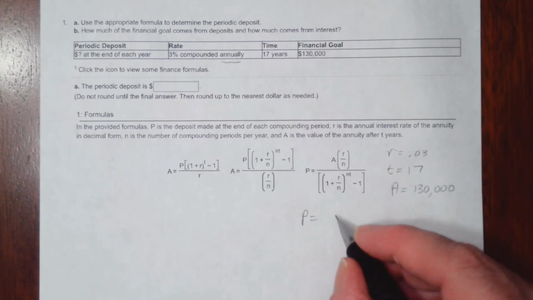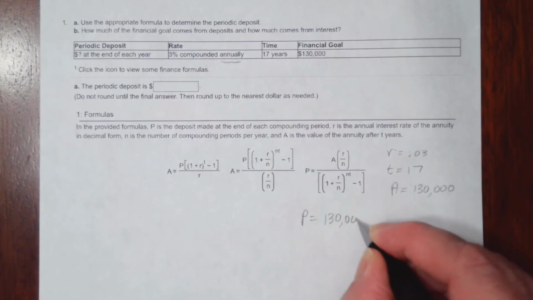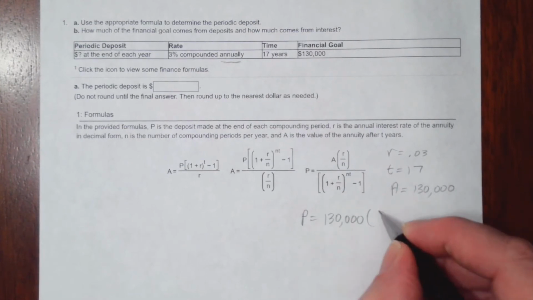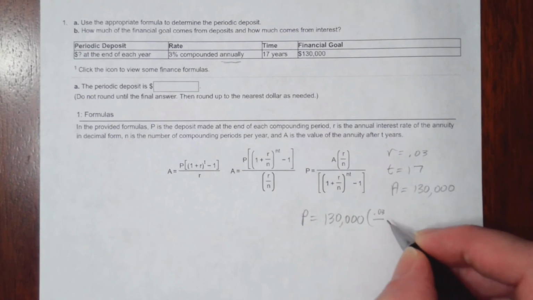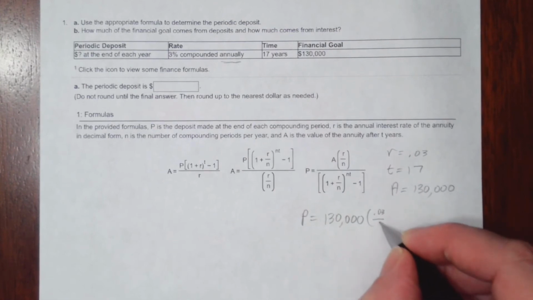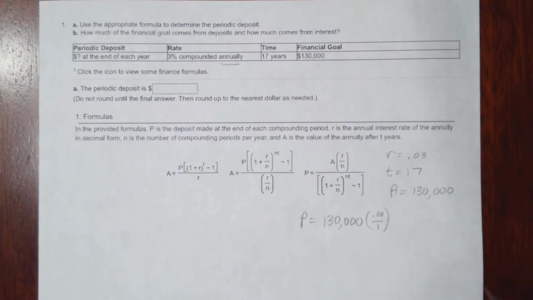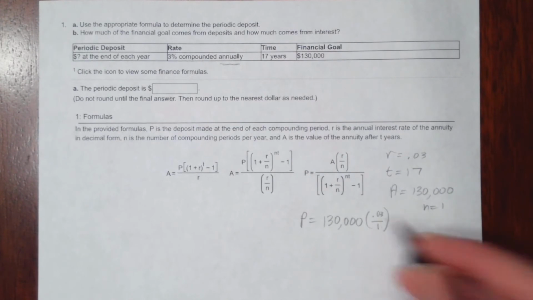So it's going to be 130,000 times R over N. So R is 0.03. Now N is 1. Since this is when we're putting the money in once a year, and it's also compounded, or the interest is applied once a year. And so in this case our N is 1. If it had been monthly, that would have been 12.